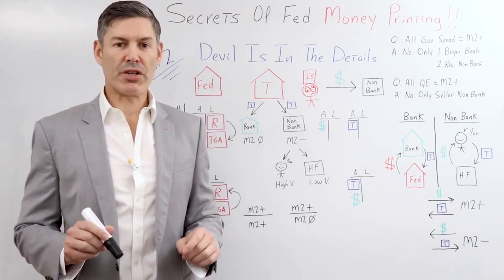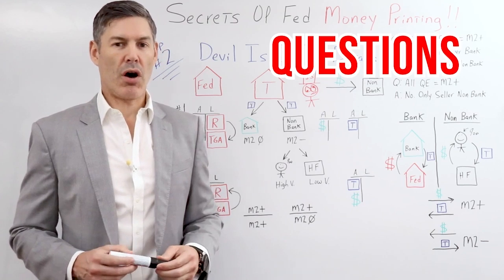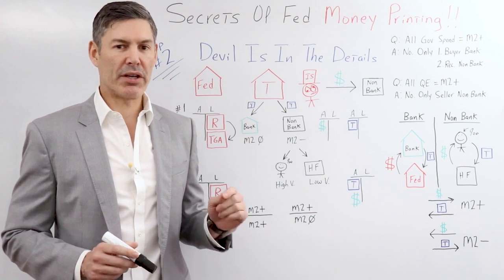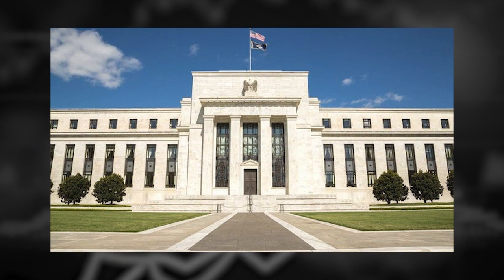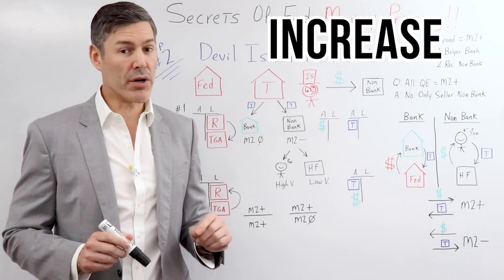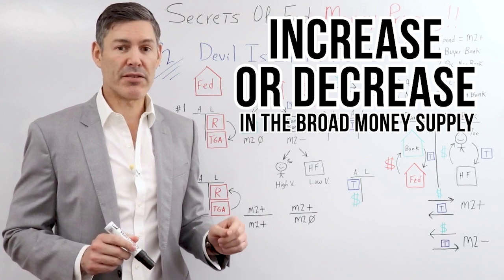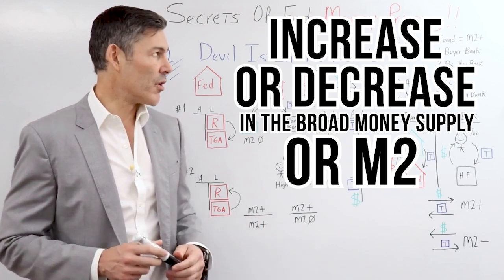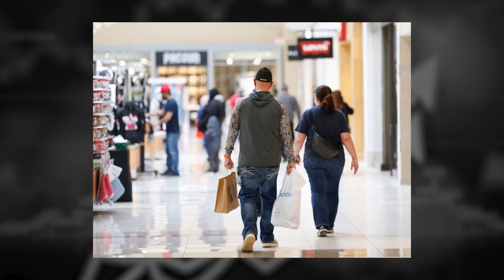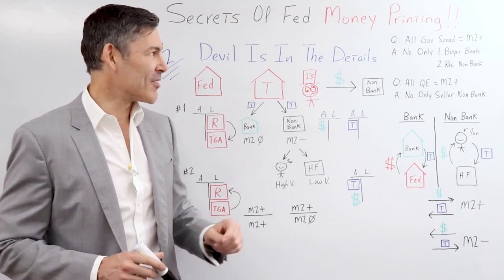Now let's go over some questions to make sure we're all on the same page and we totally understand how the government and the Fed impact, quote unquote, money printing, or an increase or decrease in the broad money supply, or M2, whichever term you prefer. Really, it's all about the dollars that are circulating in the real economy chasing goods and services. That's why I always say that. Say it till I'm blue in the face.